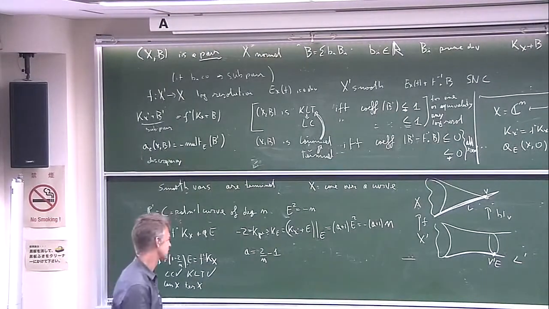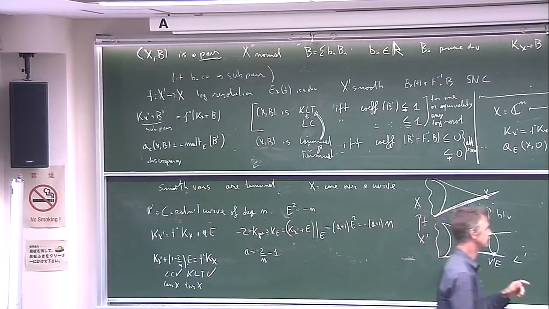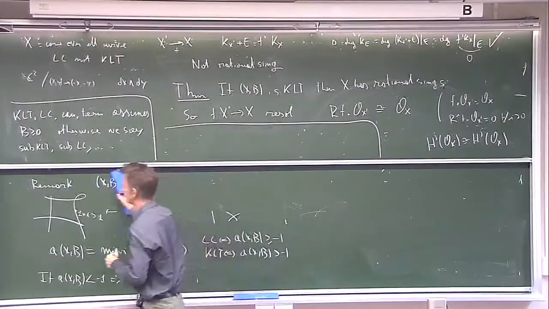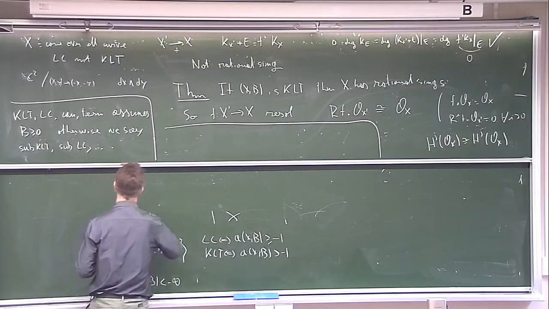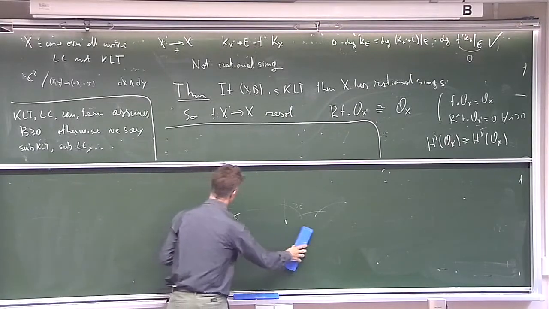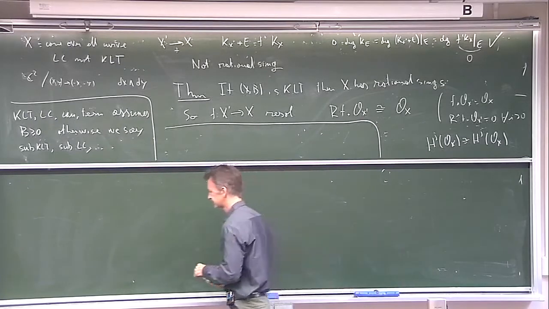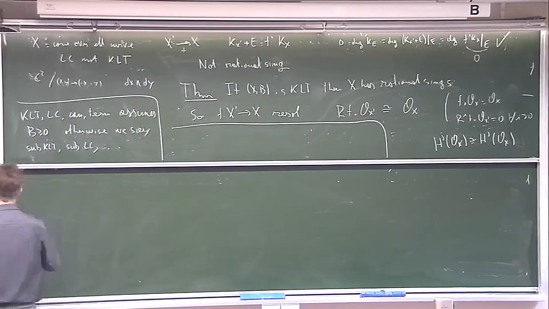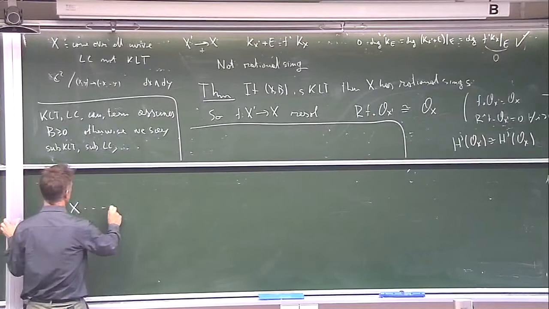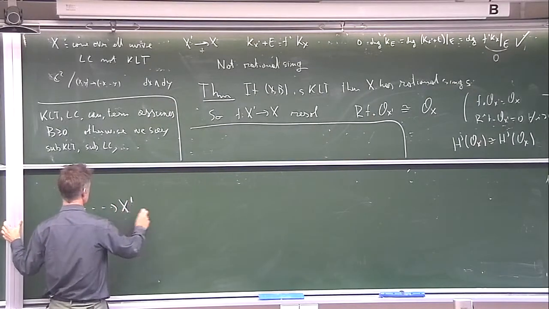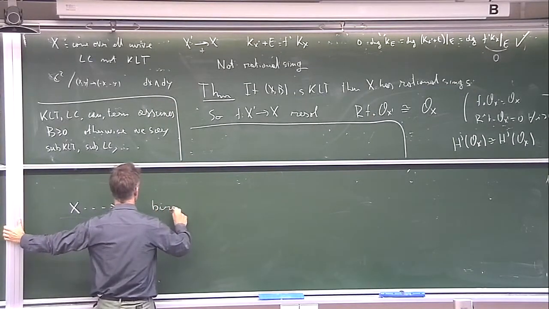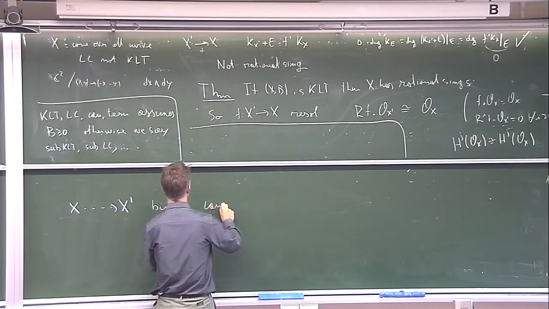Okay, so one thing maybe that one should emphasize is, suppose that X and X prime are birational with canonical singularities.